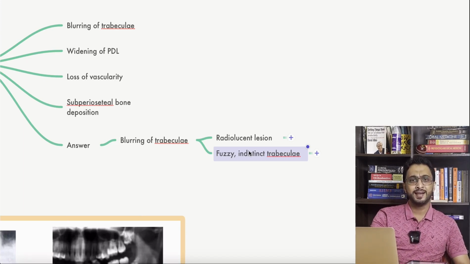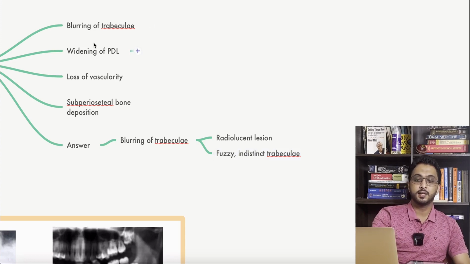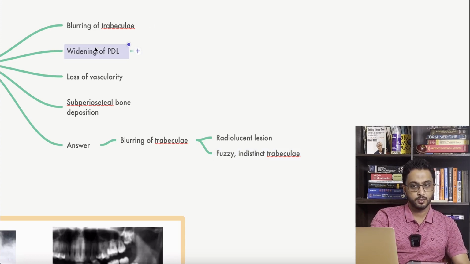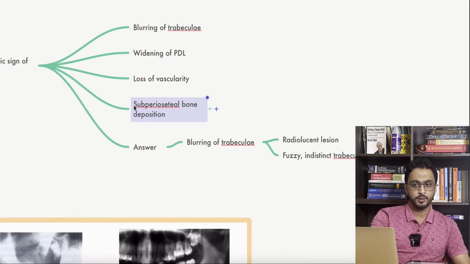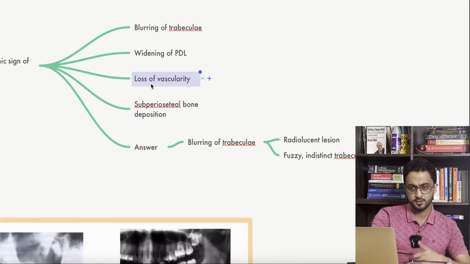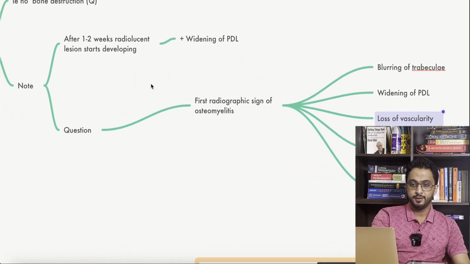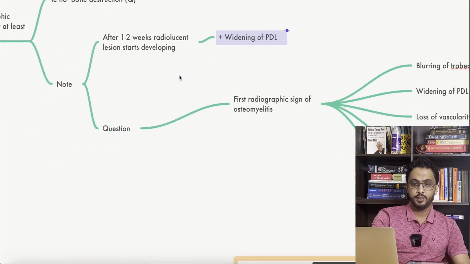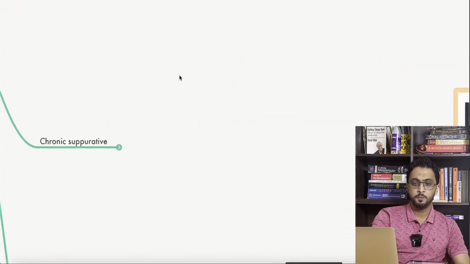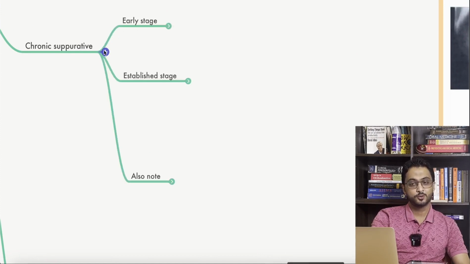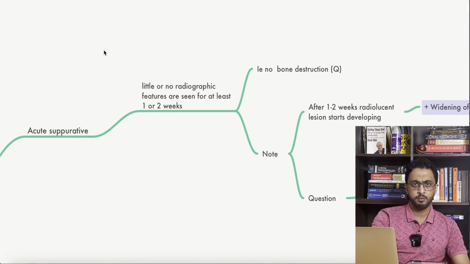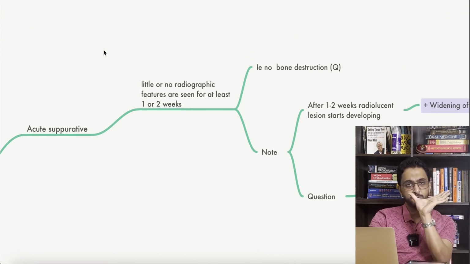In acute osteomyelitis, that's the first radiographic sign. Then comes the second, which can be widening of PDL. Subperiosteal bone deposition is basically Garre's osteomyelitis, and loss of vascularity is a much later stage. So the first radiographic sign is fuzzy trabeculae, along with that you will see widening of PDL. That's one question asked for you. Now, chronic suppurative. In acute we said 1 to 2 weeks no problem, then the radiolucent lesion appears because of the fuzziness of trabeculae, then widening of PDL happens.